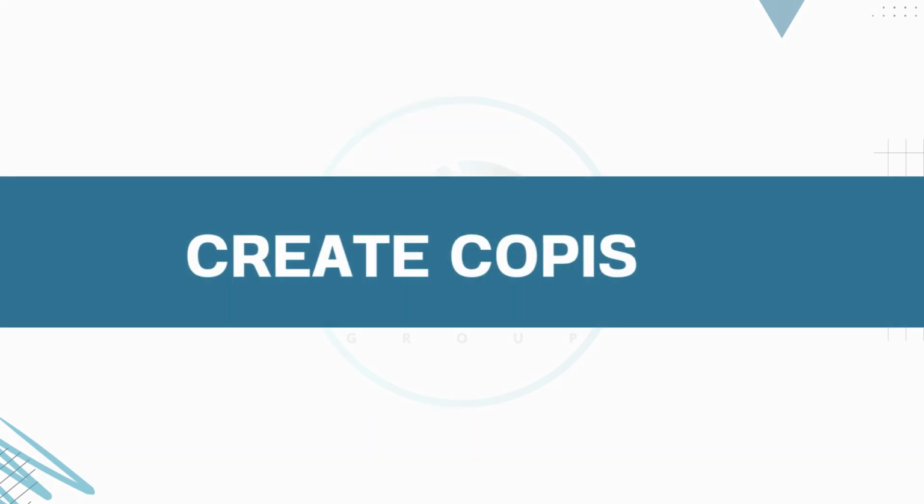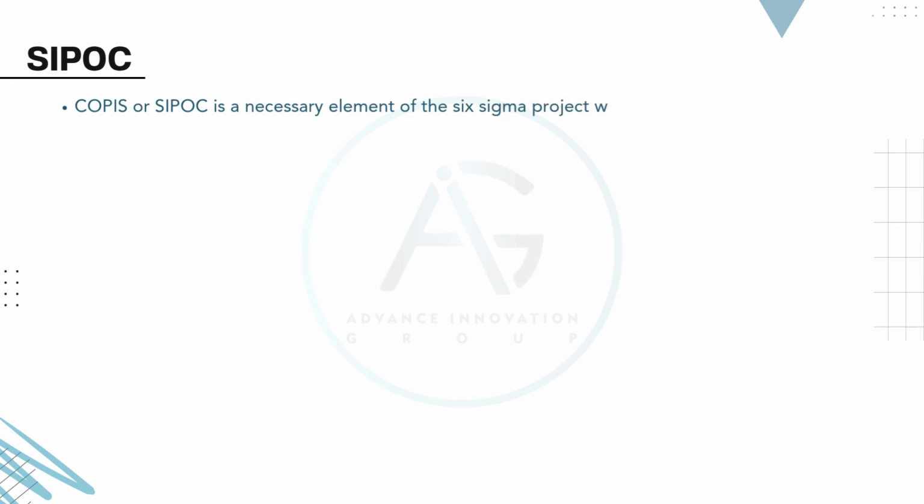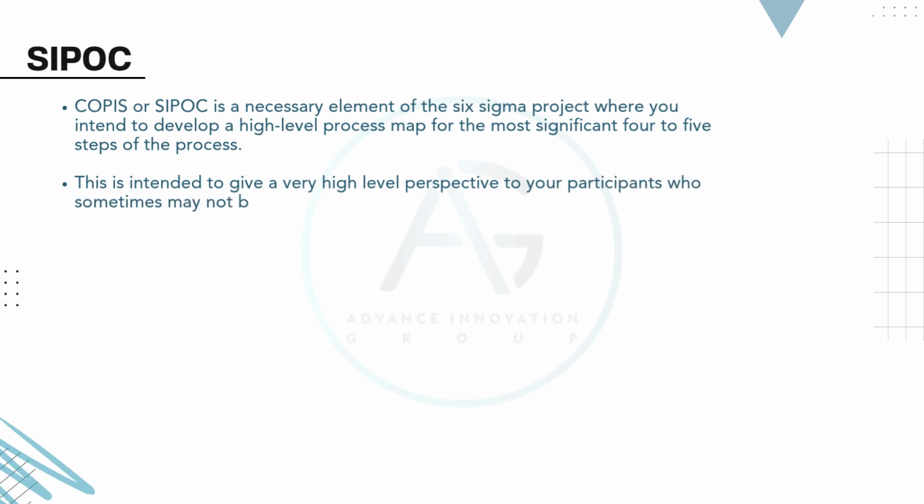Create COPIS. CIPOC. COPIS or CIPOC is a necessary element of the Six Sigma project, where you intend to develop a high-level process map for the most significant 4 to 5 steps of the process. This is intended to give a very high-level perspective to your participants, who sometimes may not be from the area under study.